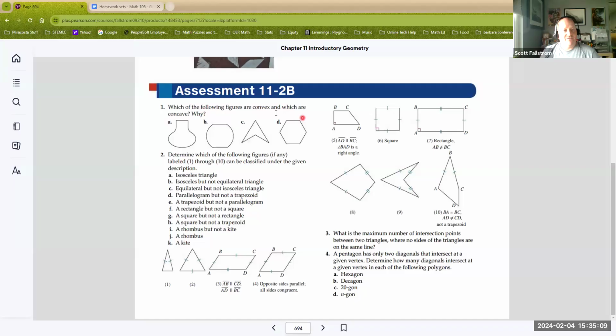Which of the following are convex and which are concave? Good definition question, right? We've got to be able to identify those visually.